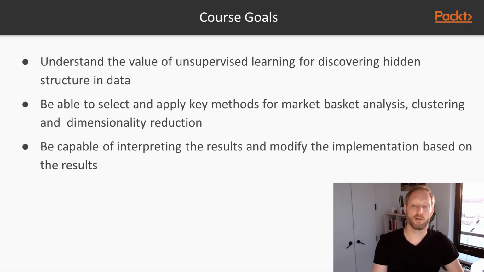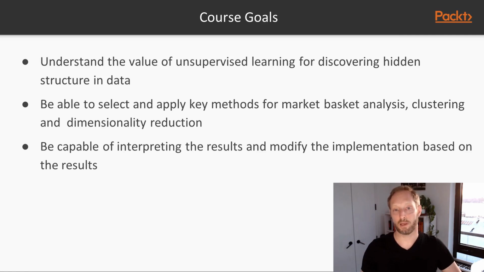So what are the goals of this course? We want you to really understand what the value of unsupervised learning is, a field that has been growing in popularity and importance very significantly over the last few years, because it allows you to discover hidden structure in your data. You will be able to select and then apply some of the most important methods in this field for market basket analysis, to cluster observations or features, and to reduce the dimensionality of your data. And of course, we pay great attention to how you interpret the results and make sense of the results through visualization as well as summary, so you can communicate well what you're actually finding.